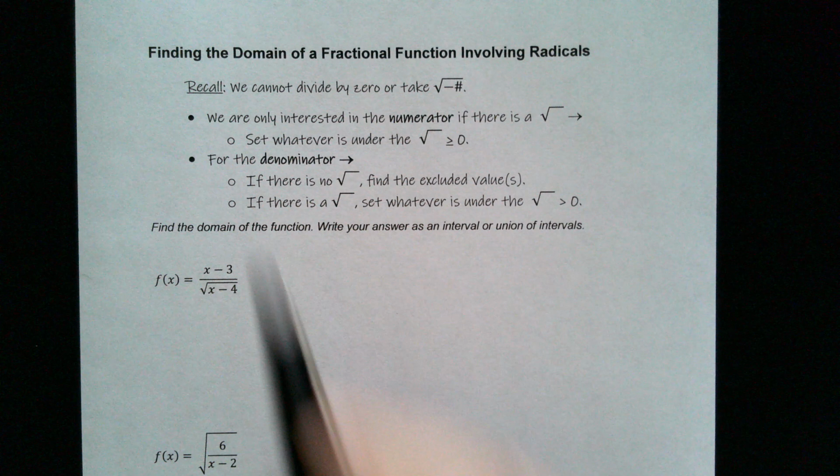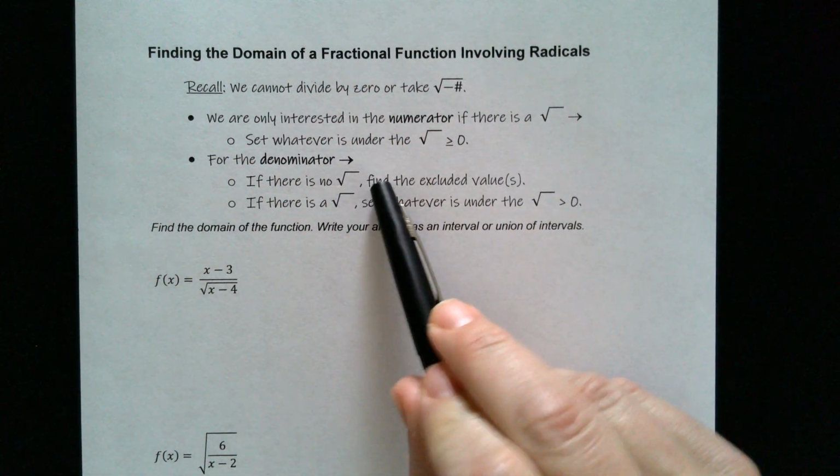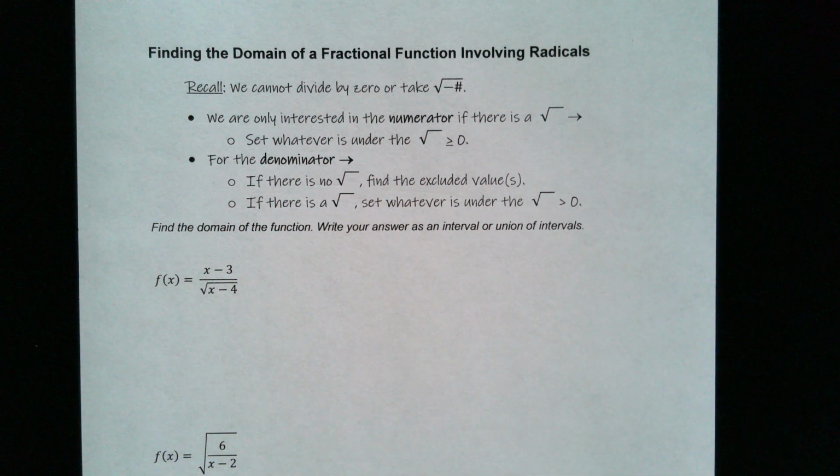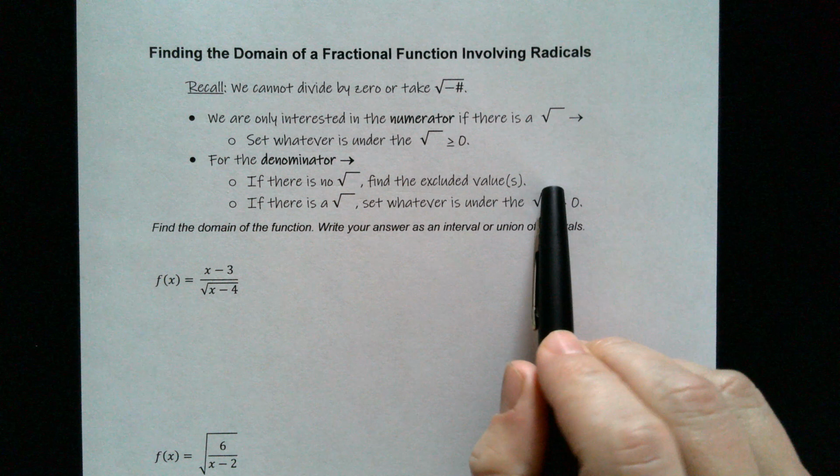Okay, now if it's in the denominator, if there is no square root, all you have to do is set the denominator equal to 0, solve for the excluded values, and then exclude them. There are other videos that I've made on this, and if you need a refresher, you can go back and watch those. Okay, if there is a square root, then you set whatever's under the square root greater than 0.